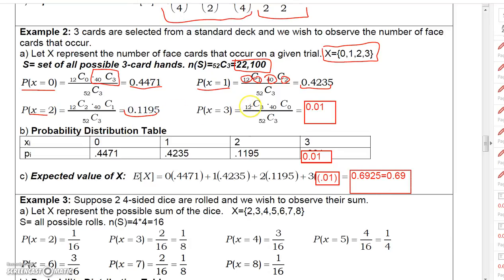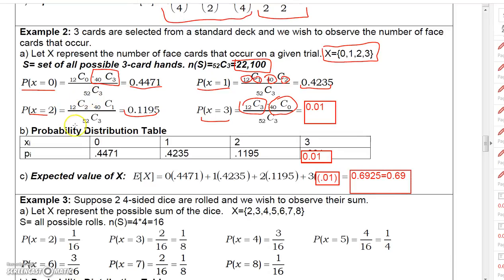Now I had a typo on this one, so I've corrected it. The probability of getting 3 face cards would be, out of the 12 face cards you got to choose all 3, and again, you don't have to put the 40 choose 0, but I'm just showing you you're going to choose none of the non-face cards. All the cards you choose here are going to be face cards. So you can take 12 choose 3 divided by 52 choose 3 and get 0.01.